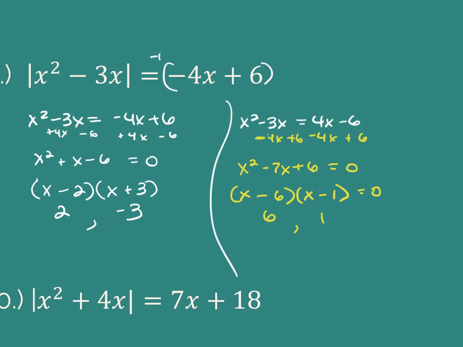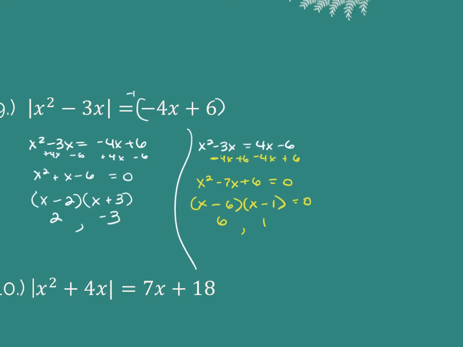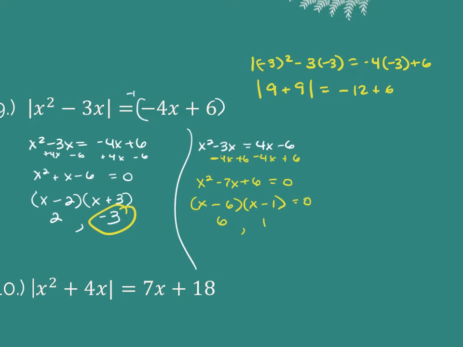Now I would take and plug them all back in. So when you plug back in, one of them doesn't work. Let me show you which one. I think it's the 2. I'm just going to show you the one that doesn't work for time purposes. I think it's negative 3. So absolute value of negative 3 squared minus 3 times negative 3 equals negative 4 times negative 3 plus 6. 9 plus 9, negative 12 plus 6. Absolute value of 18 is 18. Obviously, that's not the same thing as negative 4. So just to save on time so we can start talking about your quiz, I'll tell you the other 3 work.